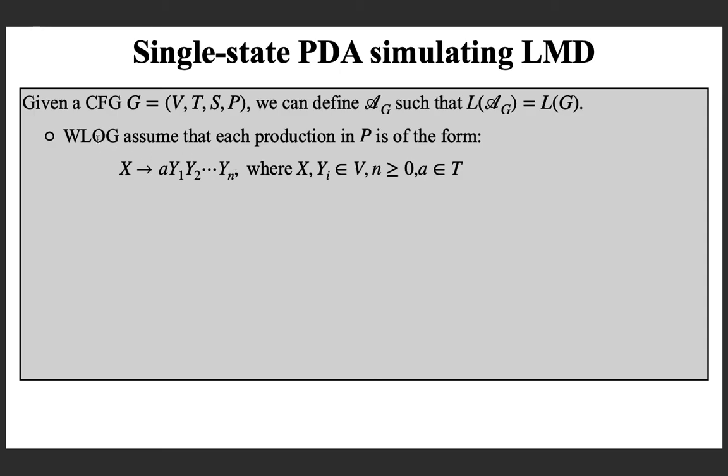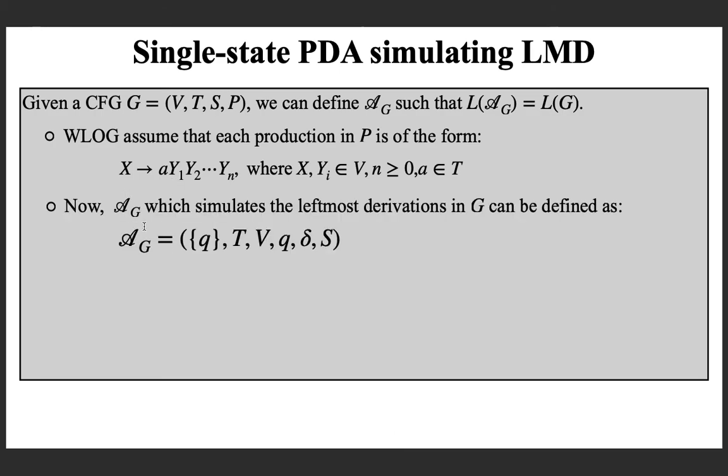Why without loss of generality? Because we know that every context free grammar can be automatically converted into Greibach normal form, and that is why I can assume it. Now, here is how you can define the automaton A G, that is a tuple. Do not worry, I will explain. What is Q? The only state in the automaton, it is a single state automaton. And what is T? T is the set of terminal symbols of the grammar, which is going to be the input alphabet for the automaton.